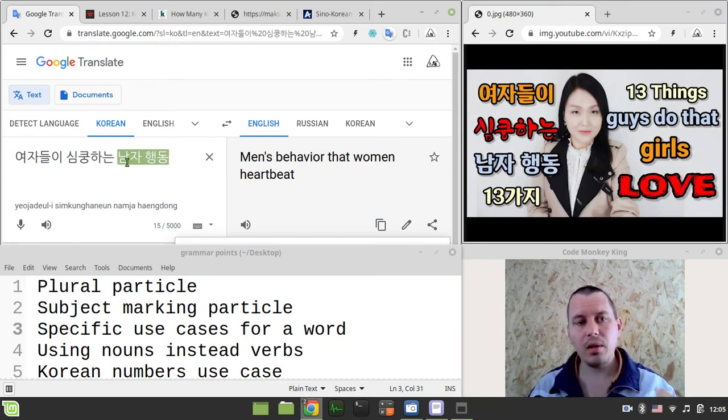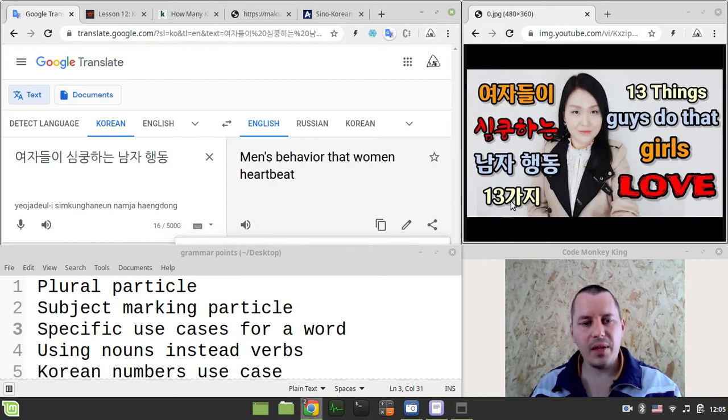So, actions of the men that are actually making women's hearts beat faster. And finally we have this 열자기. So, 13 things. I hope it's clear regarding using nouns instead of verbs. I've just covered that.